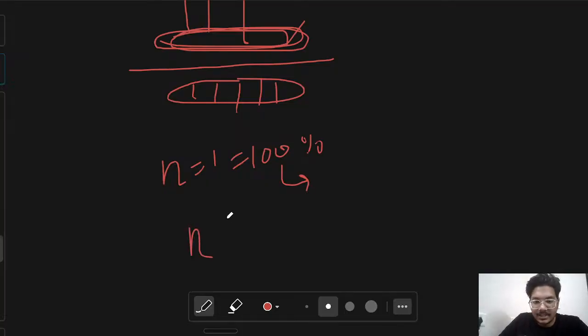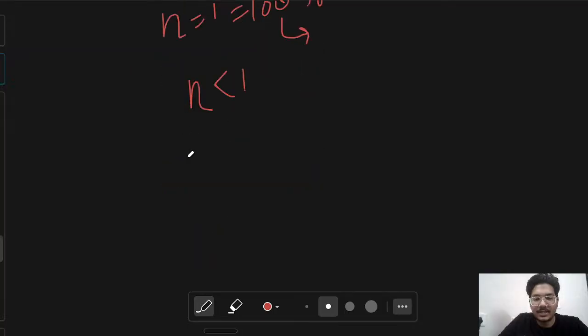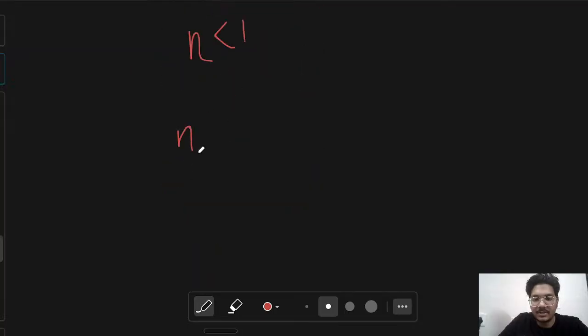When eta is less than 1, you have a partially efficient detector. Some photons are lost and not absorbed. For example, when eta is 75%, out of 100 incident photons the detector can collect 75 electrons. The remaining may be reflected, not absorbed, or lost due to recombination.